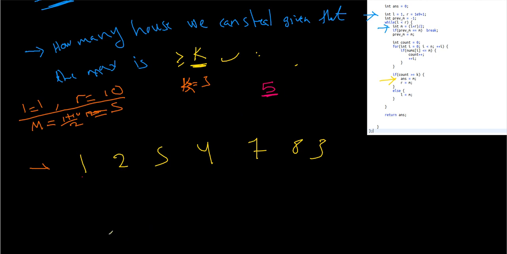And the time complexity for this is big O of log of 10 to the power 9 multiplied by n, which is the length of the array.